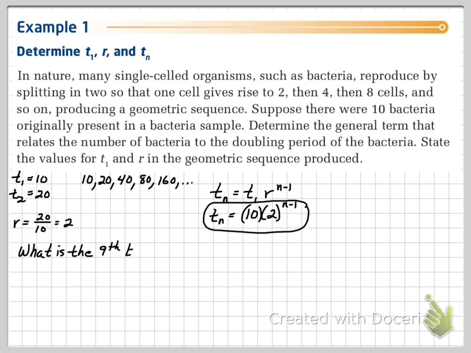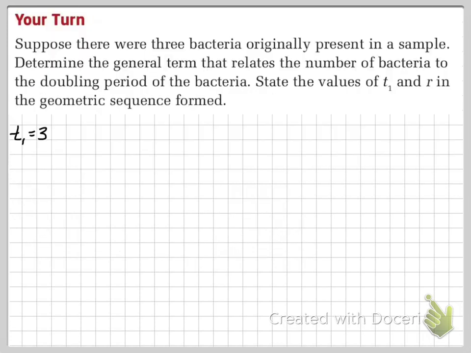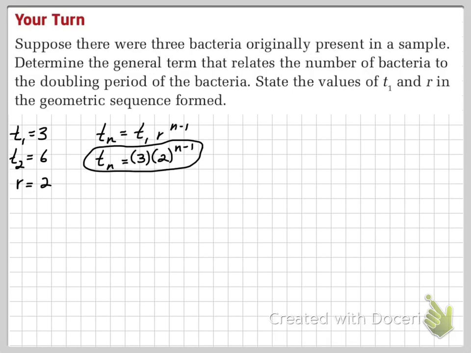Now if we went on and asked what's the 9th term in this sequence, I'm going to show you how this works. We're going to say T of 9 is 10 times 2 to the power of n minus 1, and 9 minus 1 is 8. So that's simply going to be 2,560. Your turn, we can let you work on it by yourself, but there's the answer.